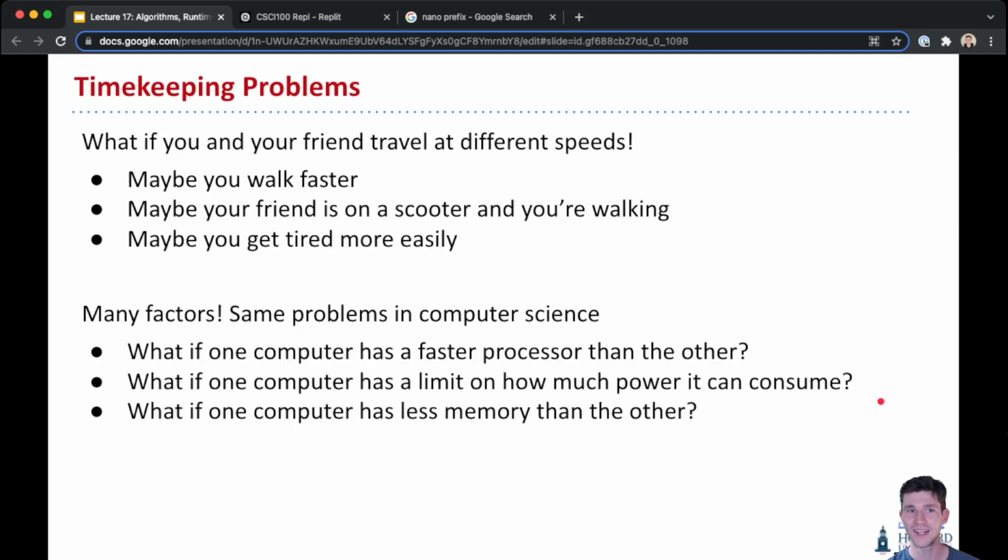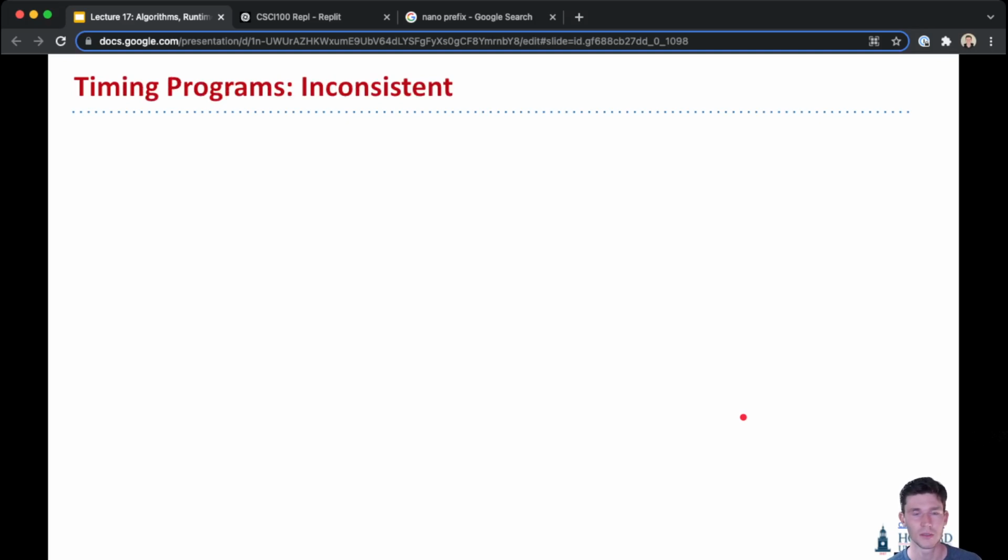Well, one problem that I see is, what if you and your friend don't walk at the same pace? Maybe your friend is a much faster walker. Or what if your friend actually has a scooter? Or you get tired more easily. I know that scooter example seems silly, but this is really similar to how computers work. A computer could have a faster processor. One computer could have a limit on how much power it can pull from out of the socket. One computer might have less memory. And so we have this problem.